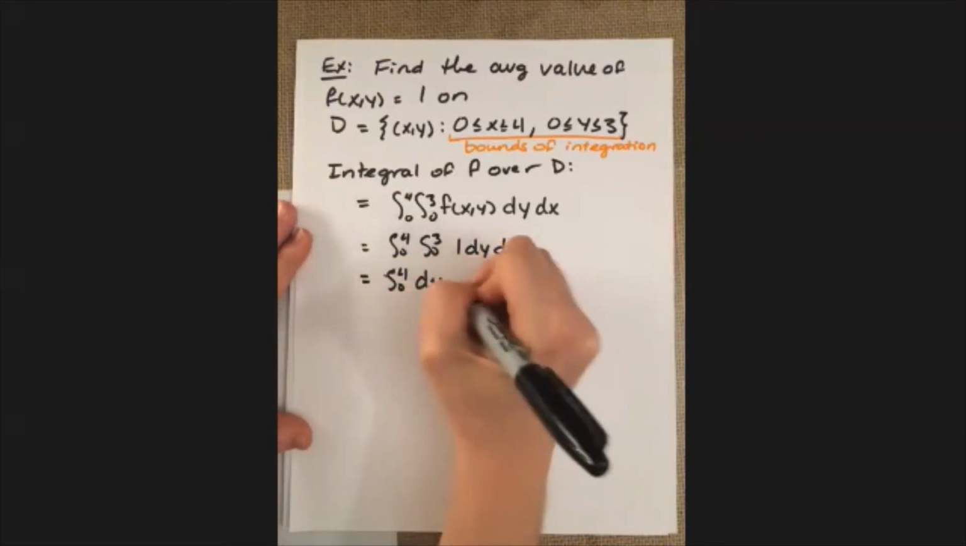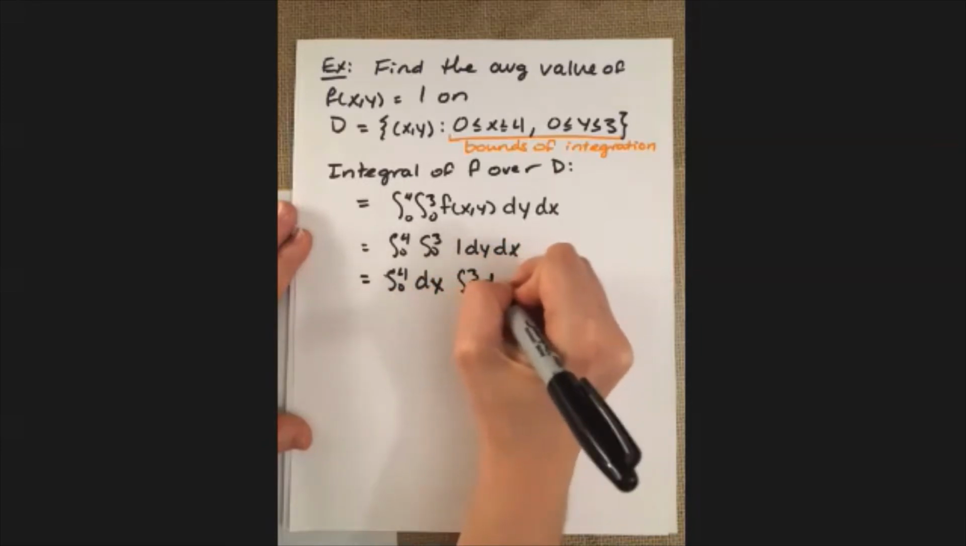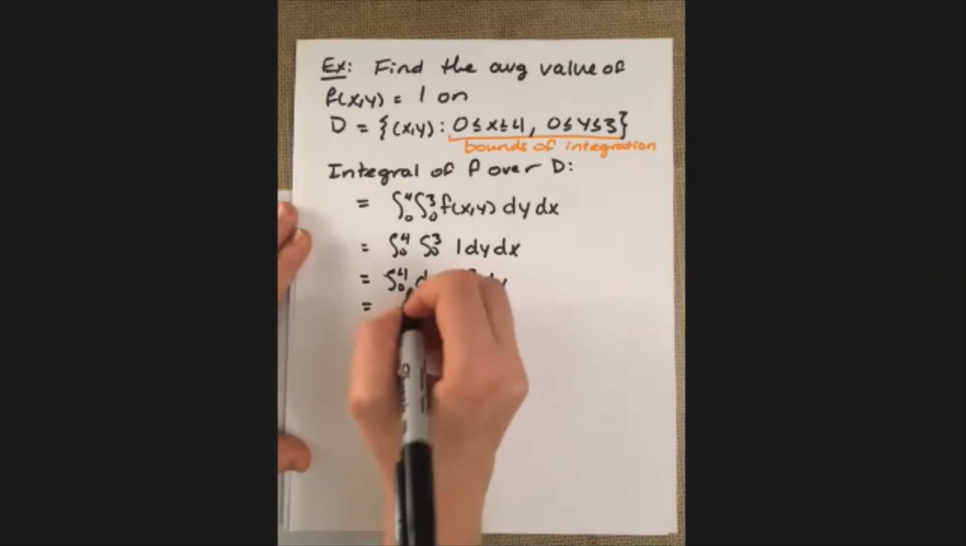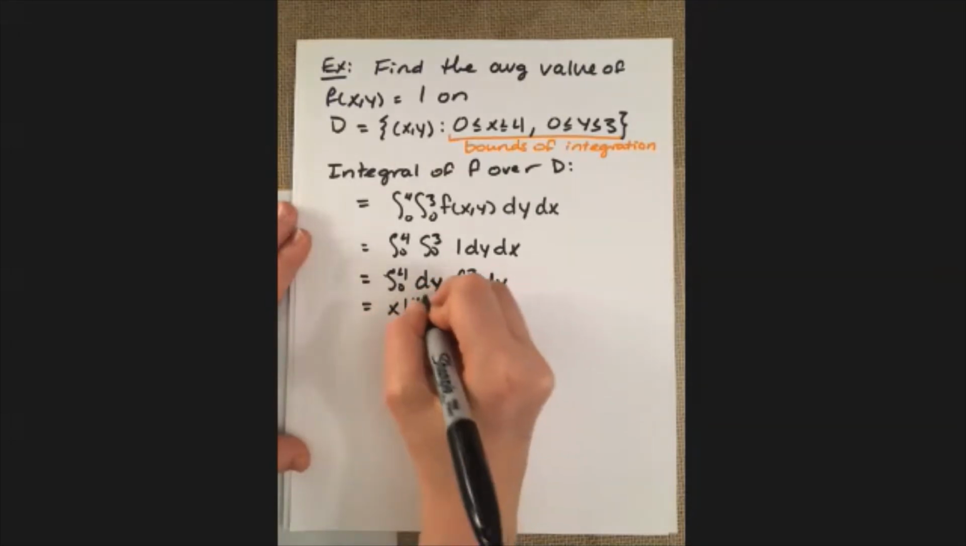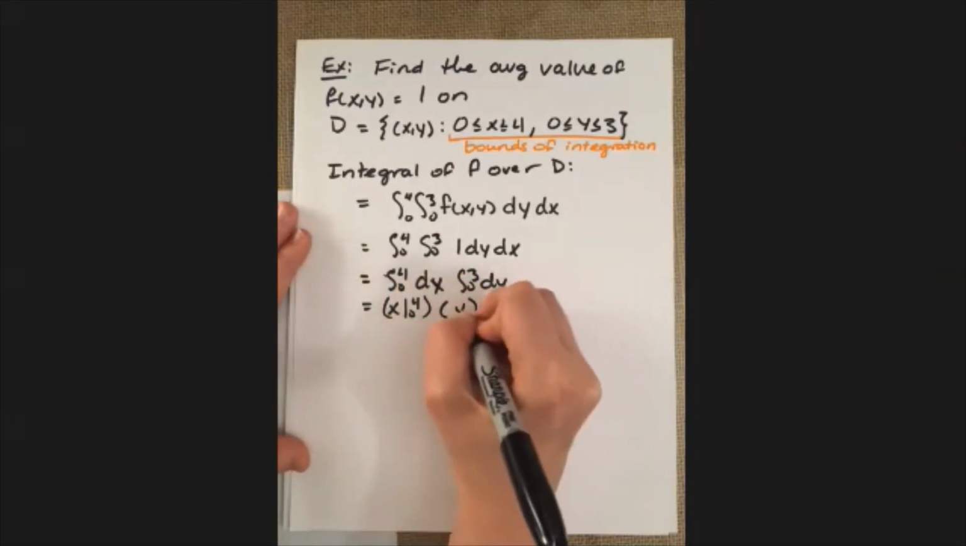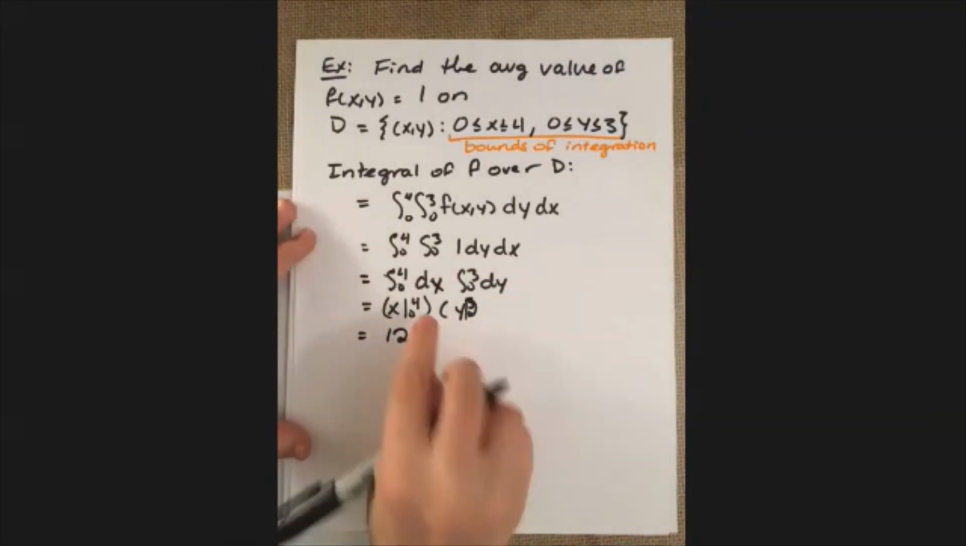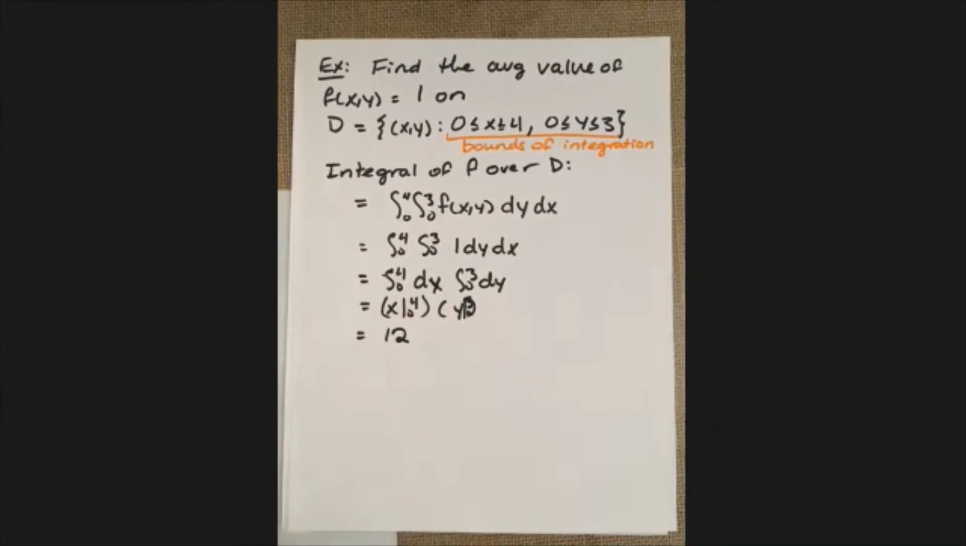Oops, dx. Integral from 0 to 3 dy, like so. And so I have x evaluated from 0 to 4 times y evaluated from 0 to 3. And that's just going to be equal to 12 because we're going to have 4 times 3.